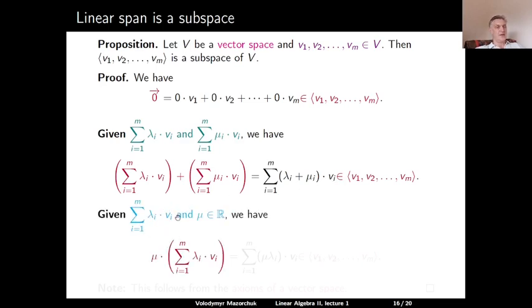Finally, given an element in our linear span and a real number mu, we can multiply mu with this linear combination with coefficients lambda i. Then we can use distributivity and our axioms for multiplication to rewrite it as a sum over all i from 1 to m. The coefficient will be mu times lambda i times vi. And this is again manifestly a linear combination, so it belongs to our linear span. And everything we did follows directly from the axioms of a vector space.